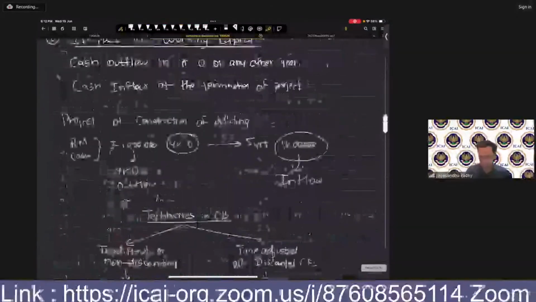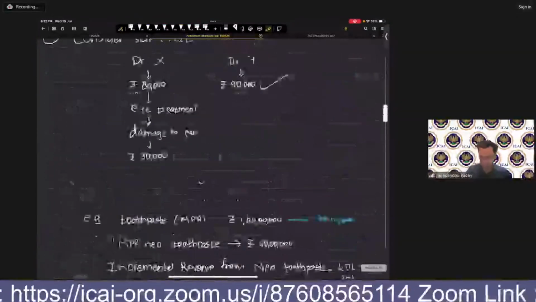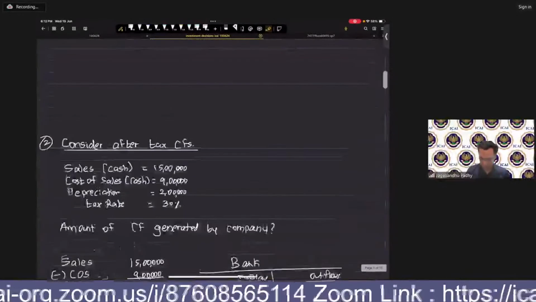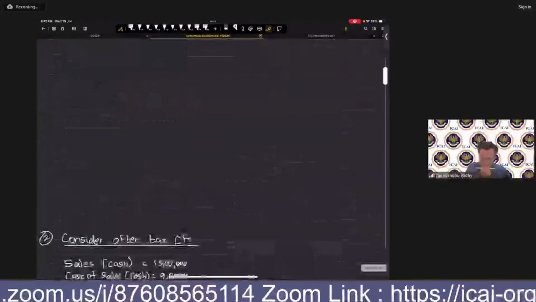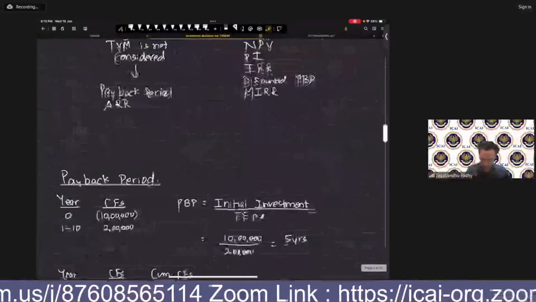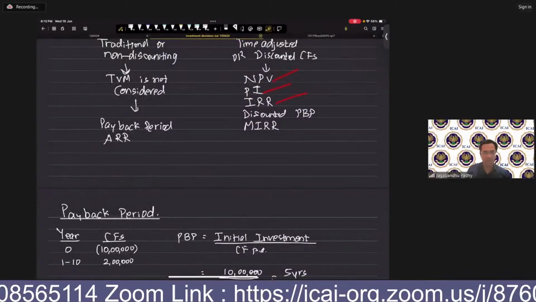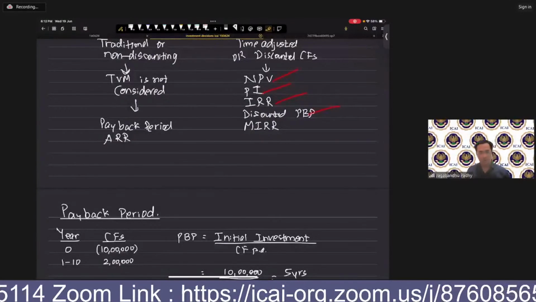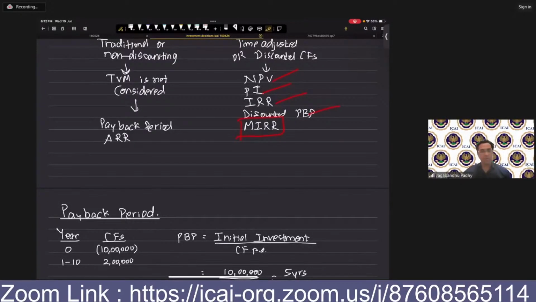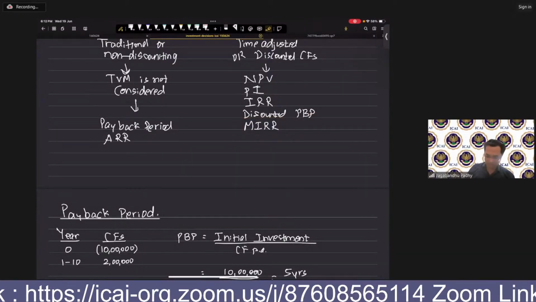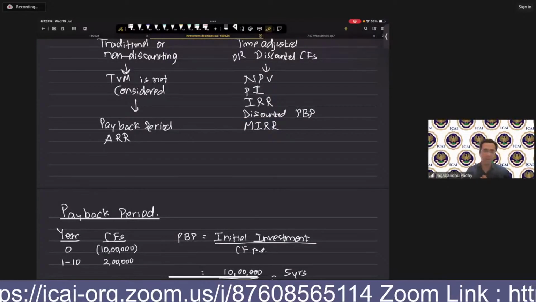So out of these methods that we have discussed, we're done with NPV, we are done with profitability index, we're done with IRR, we're done with discounted payback. Now one method is left out, which is the modified internal rate of return. Let's quickly do that and then we'll proceed to the practical problem discussion.